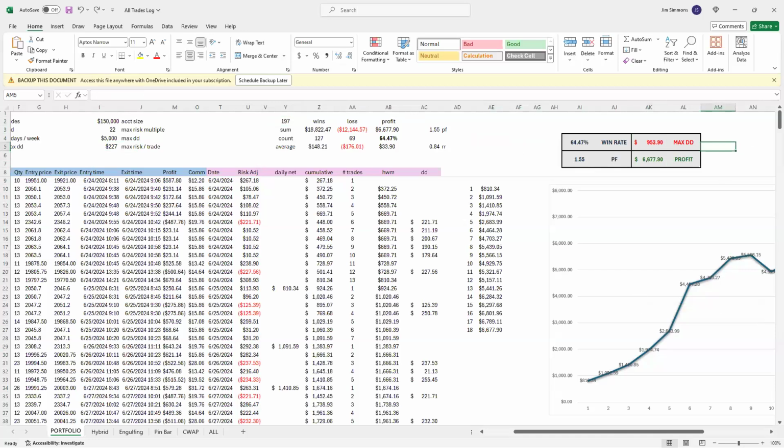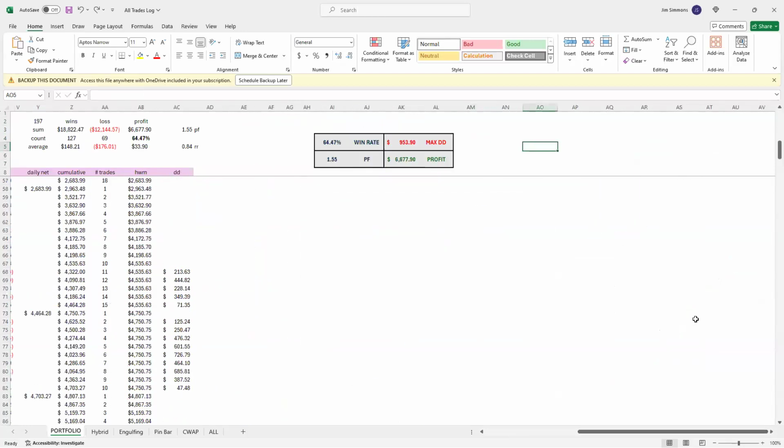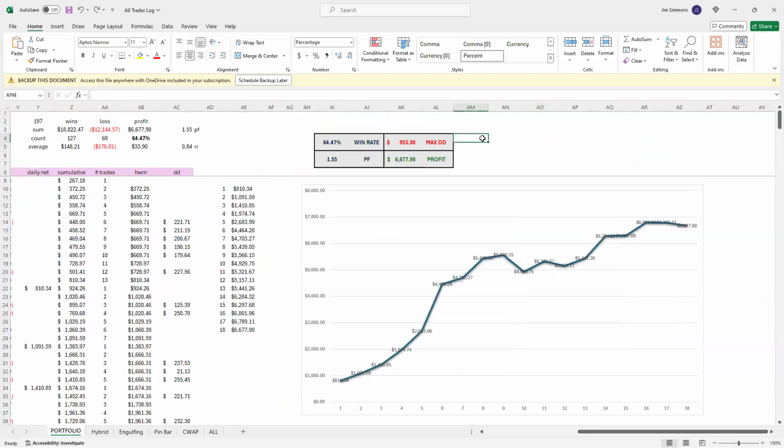Here's what I would suggest. Remember, we talk a lot about proper expectations. Take this number, multiply it by 2 times 2. Take this number, divide it by 2. Now you're saying we're going to have 1,900 max drawdown, and this is going to net us, call it 3,300 in profit. That's what I would do.